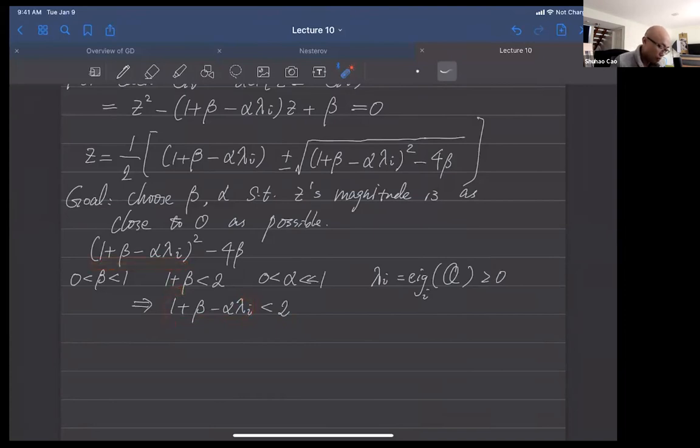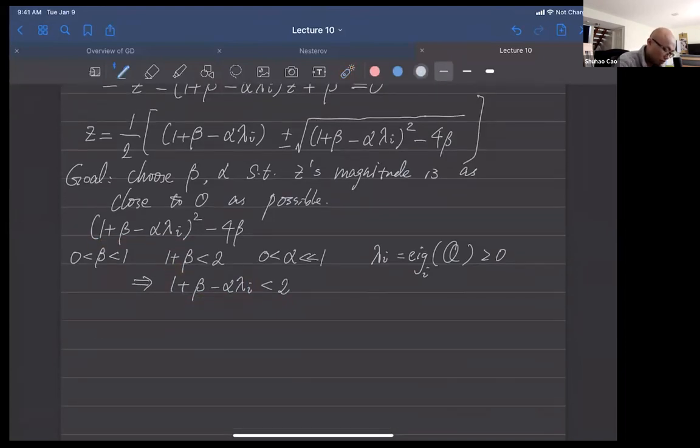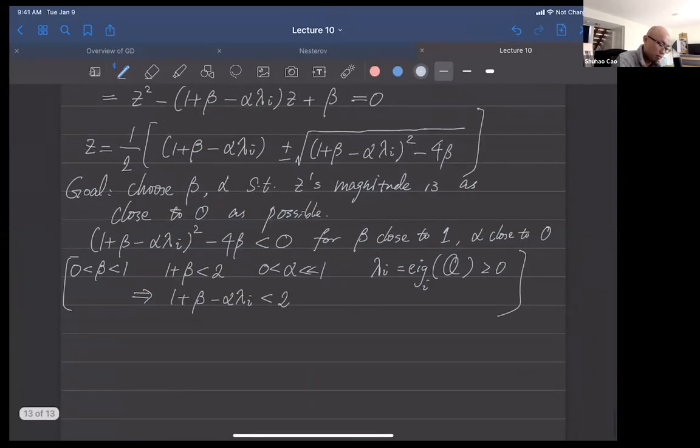And again, we have another multiplication. We'll see that this term is actually less than zero for beta chosen close to one but less than one, and alpha close to zero. Actually, we'll have two complex roots for this z. So z1, z2 will be complex.